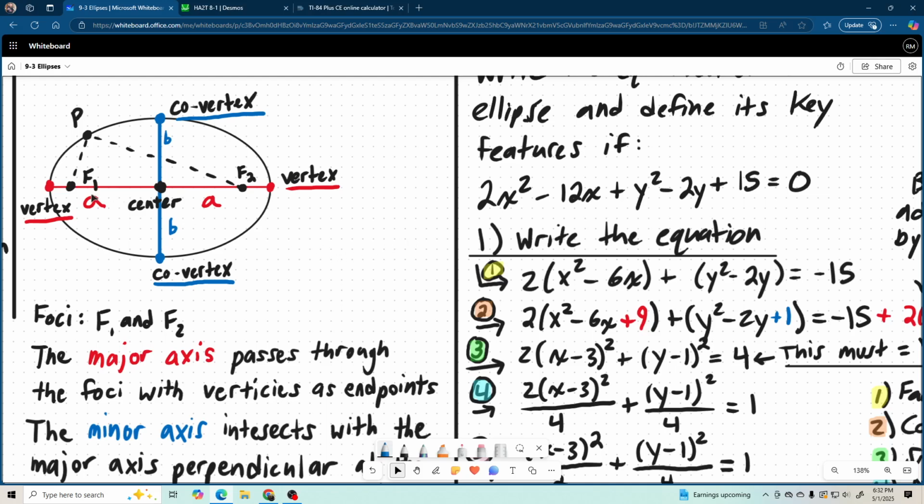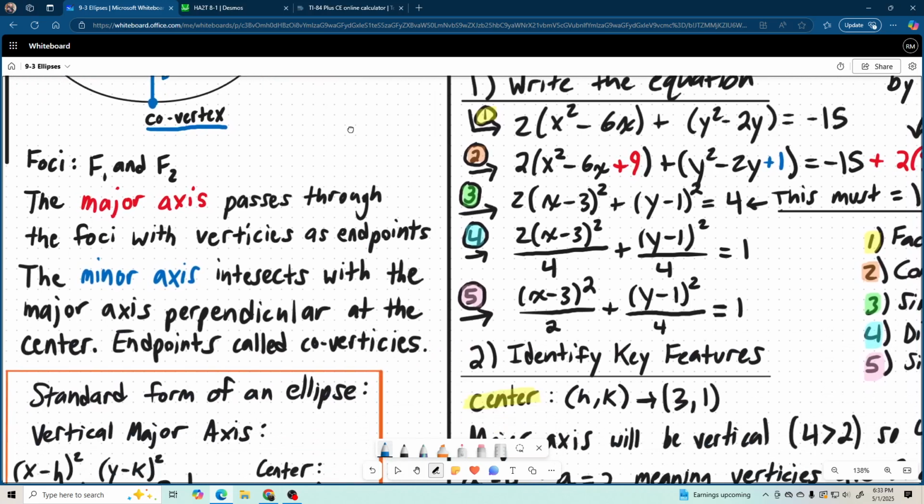So just know that A is the distance from the center to the vertex, and the focal length is the distance from the center to the foci. So in this case, the distance is going to be horizontal, and it's always going to be a little bit less than the distance of A. It'll be contained within the ellipse.